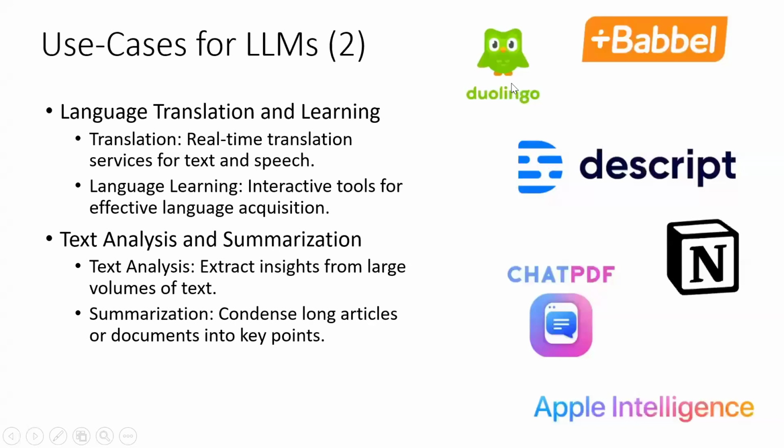So this is another example. Babel, Descript, Chat PDF, Notion, Apple Intelligence, all these are basically using one or the other large language models in the backend for all these translation related things or text analysis, summarization, and all the tasks. Okay. So if you are creative enough, you yourself can basically build some application, some useful thing.